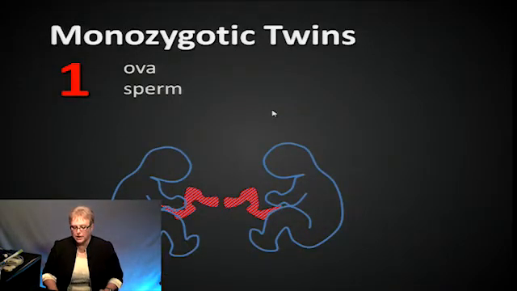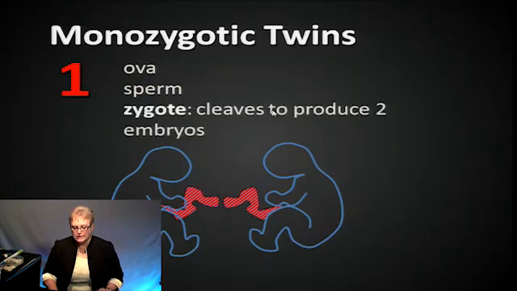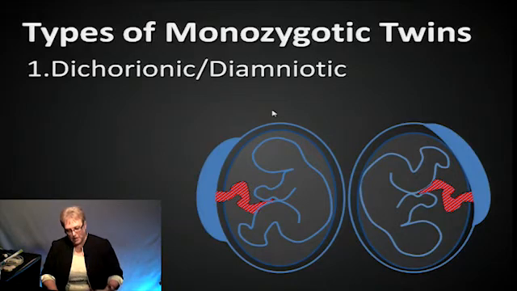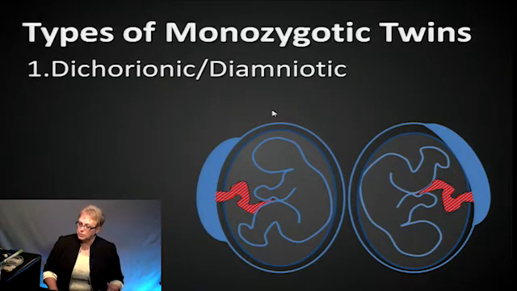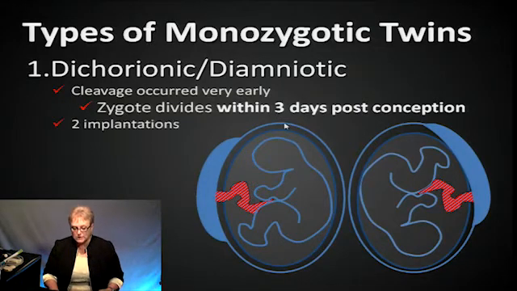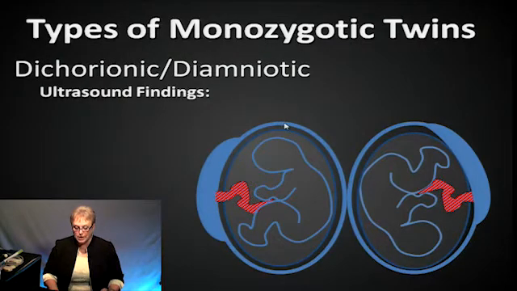Monozygotic twins, on the other hand, 1 ova, 1 sperm, 1 zygote that cleaves to produce 2 embryos. And then there's different types of monozygotic twins. There's dichorionic, diamniotic. The earlier they split, the less they share. So if they split really early, they don't even share any kind of placenta. If the zygote divides within 3 days post-conception, you have 2 implantations, 2 chorions, 2 amnions.